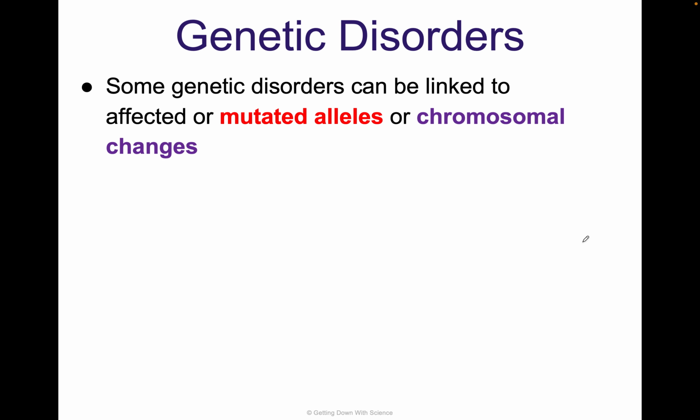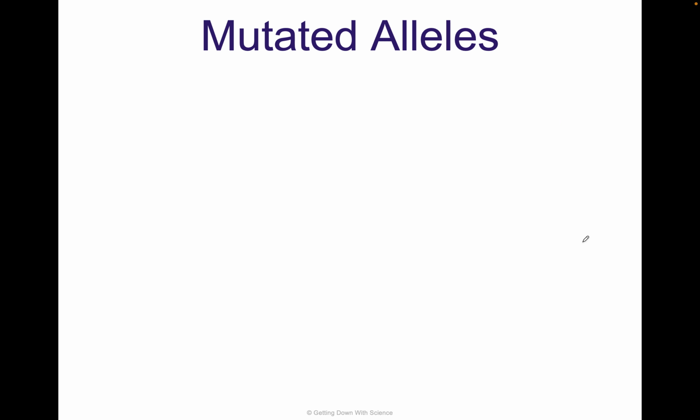Chromosomal inheritance. So we are going to do quite a bit on chromosomal inheritance and genetic disorders. So your genes, again, are condensed into chromosomes, and some of these chromosomes can cause disorders. So some genetic disorders can be linked to affected or mutated alleles or chromosomal changes. So mutated alleles, this is like the allele that codes for a coat color in mice, right? This is the allele that's affected.